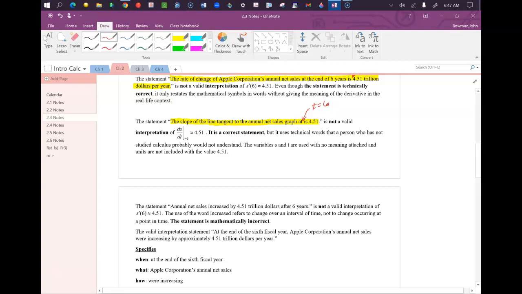We know that the slope of the line tangent is 4.51, but that's a kind of a technical way of saying that. For somebody that's not familiar with calculus, they wouldn't know that it's the rate of change at t equals 6 years, or at the end of 6 years. And there's also no units associated with that. So there's all kinds of things missing there.